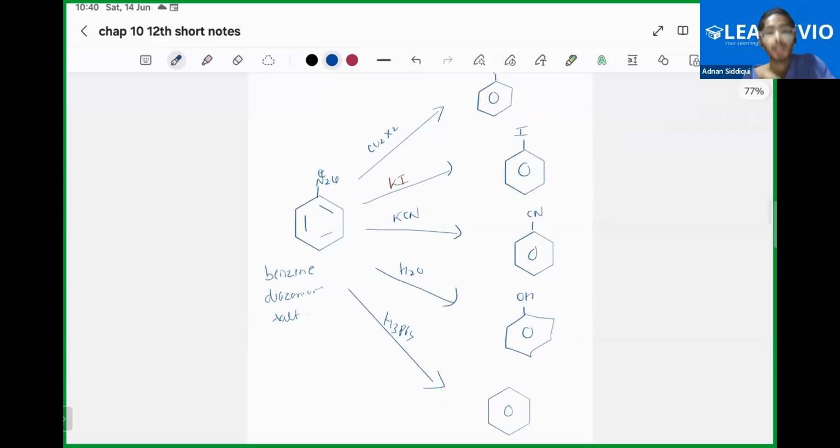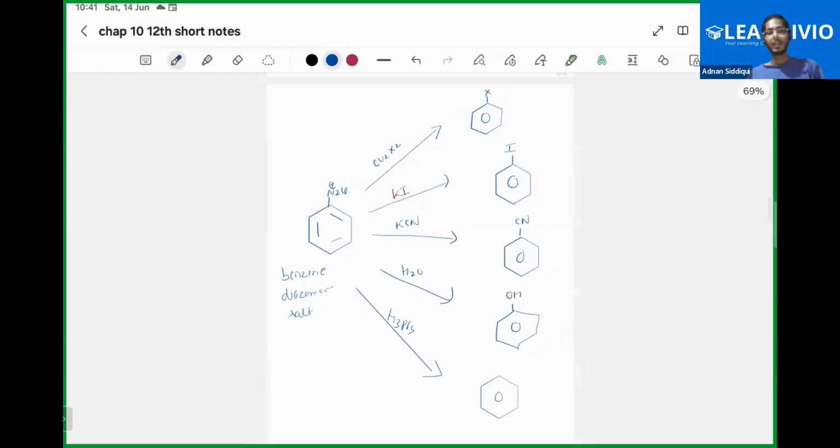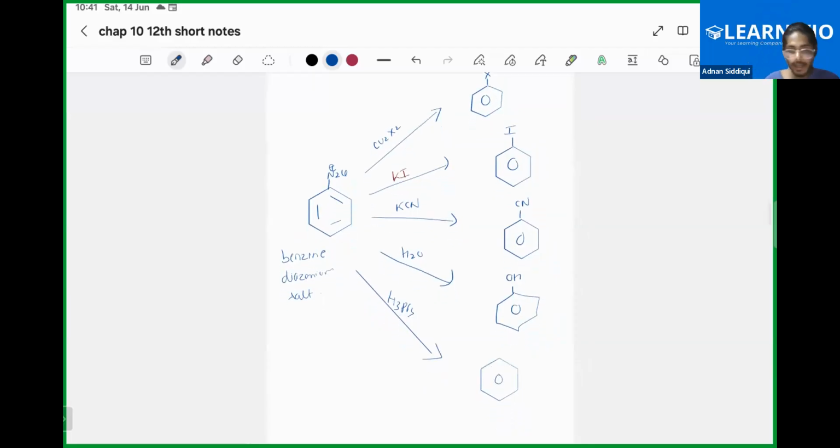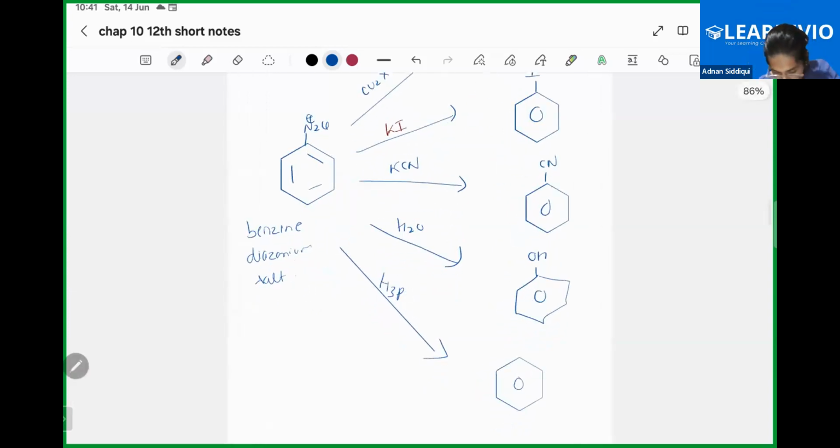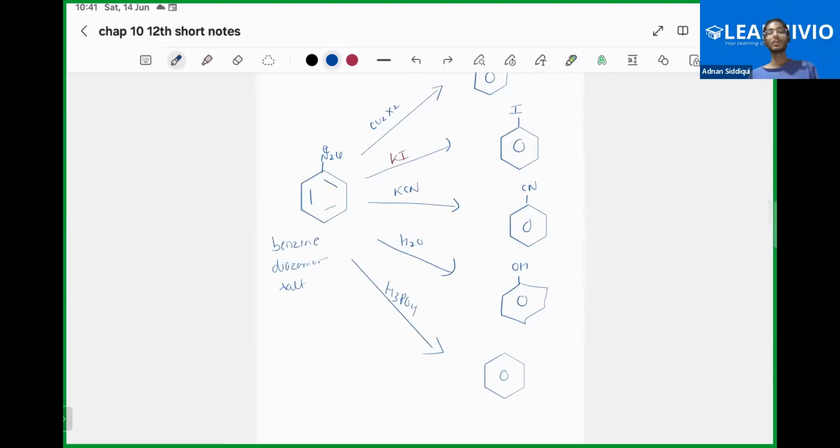This benzene diazonium salt. The moment I get the benzene diazonium salt, I can prepare so many compounds. If I react with CuCl, CuBr, or X2, I will get halogenated benzene. If I react with KCN, I will get cyanobenzene. If I react with H2O, I will get phenol. If I react with H3PO2, I will get benzene again. So with the help of this benzene diazonium salt, you can get so many products. This is a very important intermediate, not just limited to our haloalkanes. You can form several compounds.